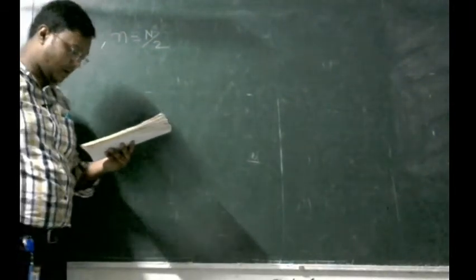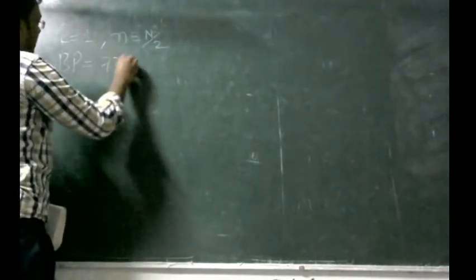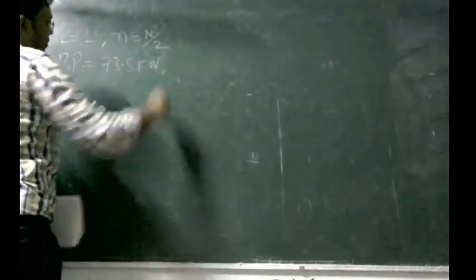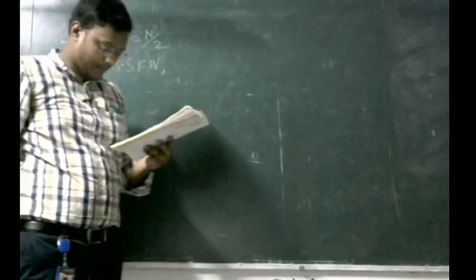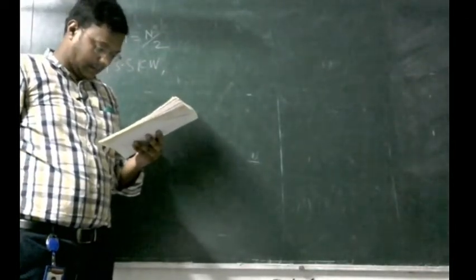And for this engine, brake power is given. Brake power, BP, is given in the question as 73.5 kilowatt. RPM of the engine is given: N is equal to 400 RPM.